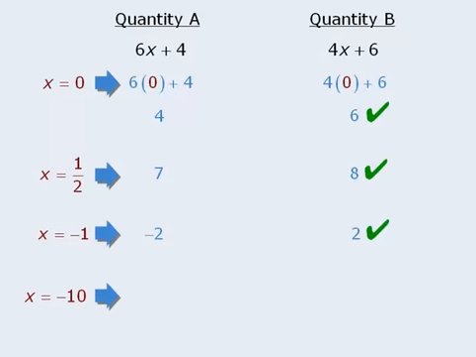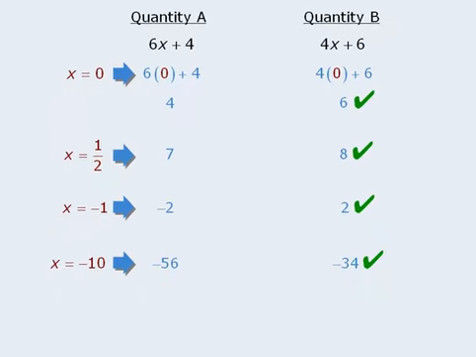In this case, the two quantities evaluate to be negative 56 and negative 34, in which case quantity B is still greater than quantity A. At this point, we might be tempted to say that the answer is B, since it appears that quantity B will always be greater than quantity A for all values of x.